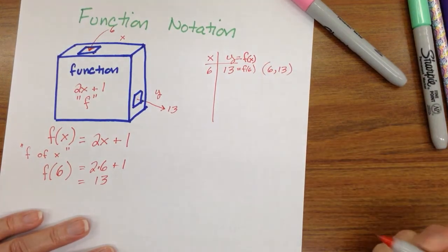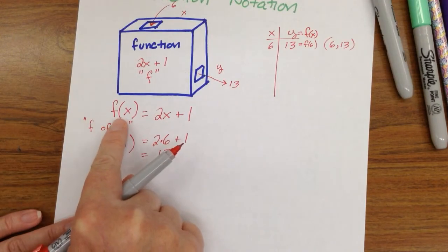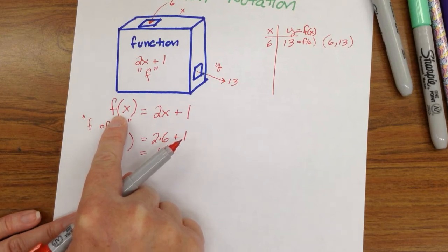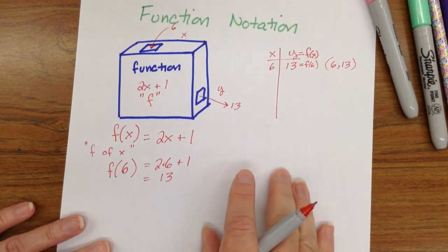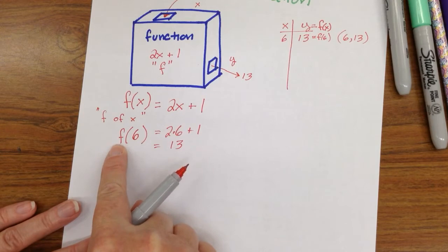So let's check it out. I'm going to give you some other functions. This is especially handy if you have more than one function. If you have an f function or a g function or a q function and you want to fill numbers in, this notation tells you what to fill in and which function to use.